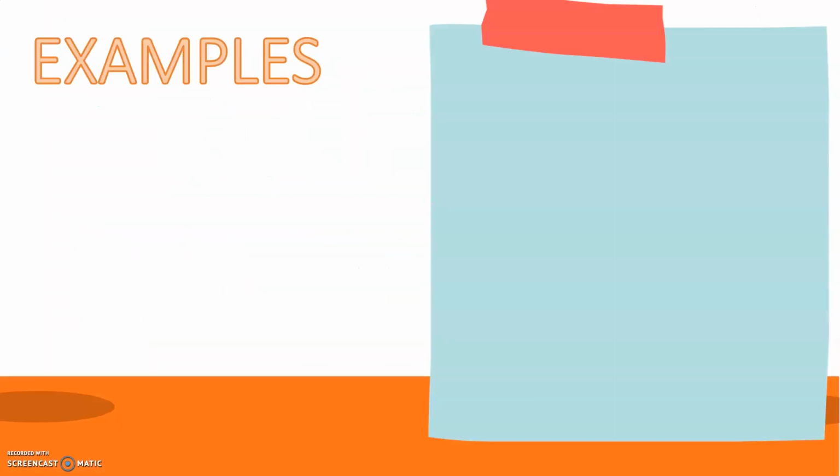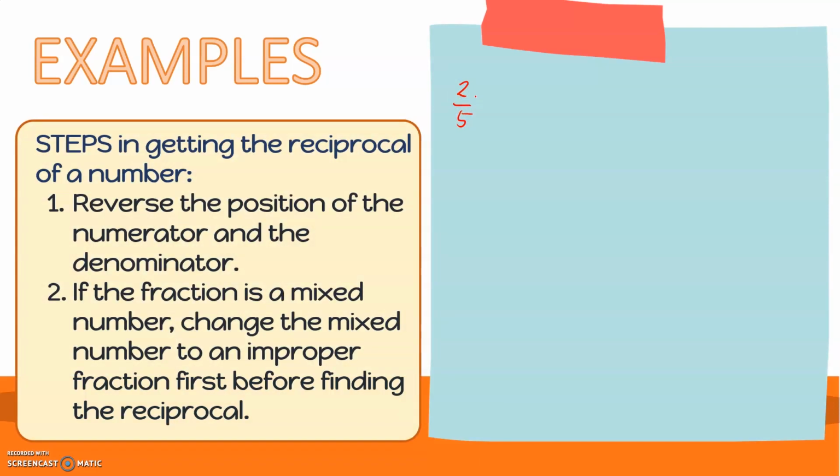For example, if you will get the reciprocal of 2/5, these are the steps that we will follow. We simply have to reverse or switch the position of our numerator and denominator. That means the reciprocal of 2/5 is 5/2. And when you multiply these two, 2 times 5 is 10, and 5 times 2 is 10. And 10 over 10 is equal to 1.